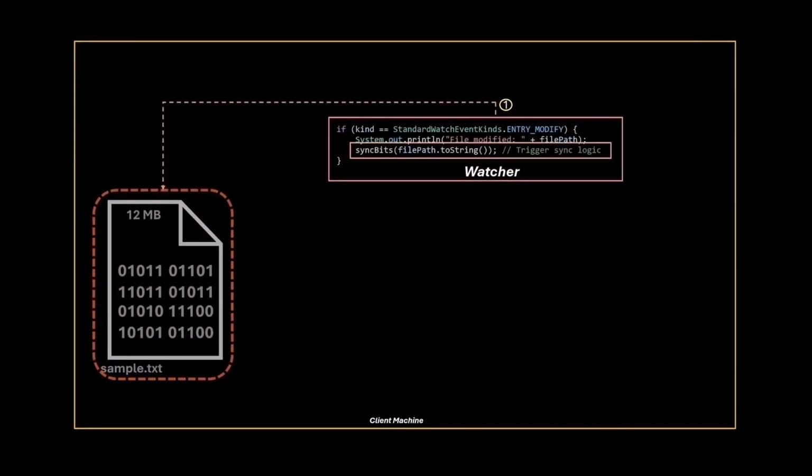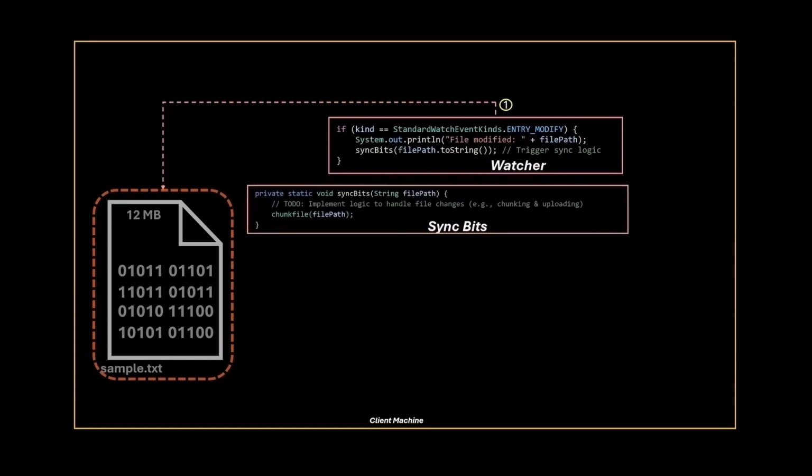So this is the first step where watcher service is calling the syncbit method of the syncbit service, right? Watcher service is providing a file path to the syncbit method of syncbit service, and this is the file path where the change has been detected. So when the syncbit service receives the call from the watcher service with the file path, it further calls the chunker service with the file path where the change has been detected for further processing.